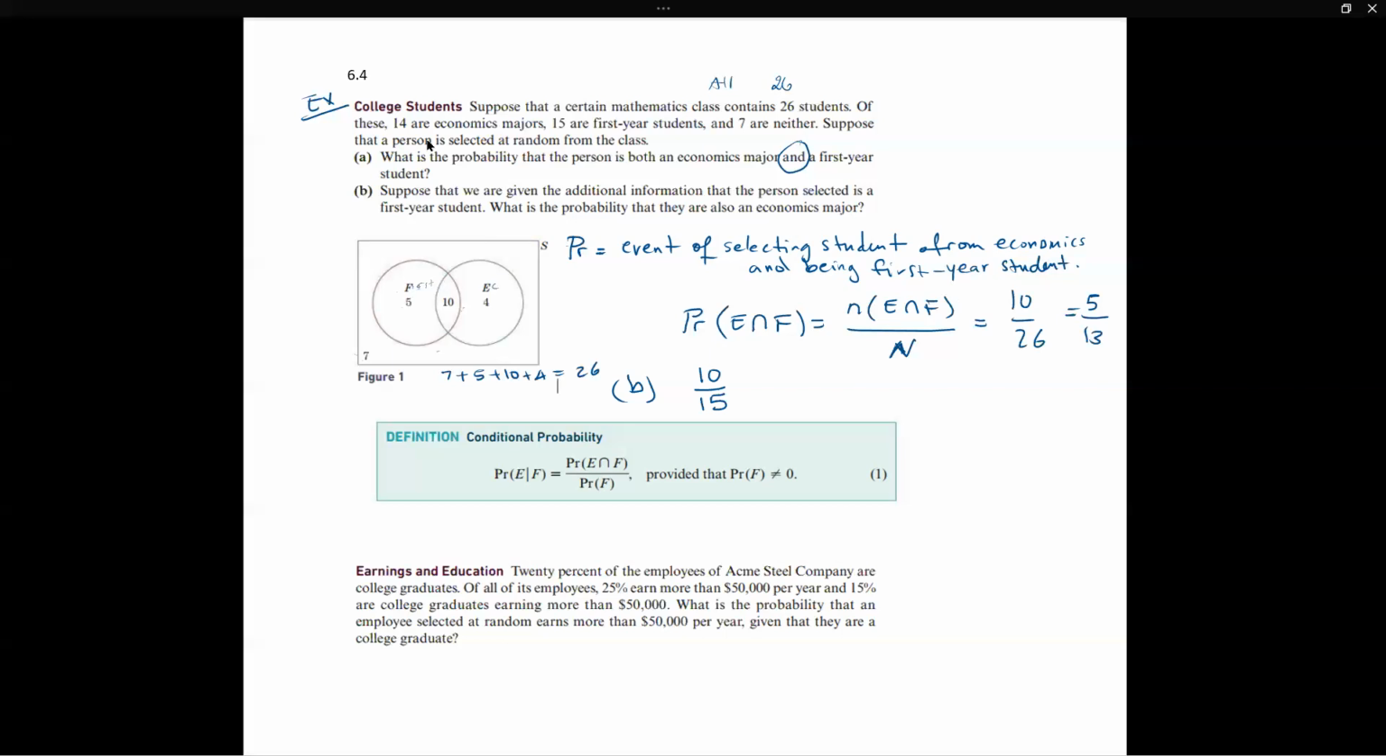the question, if you go back to the question, suppose that we are given that the person selected is a first year student. So we're talking out of the 15 now. It's almost like the new sample space is the 15. What is the probability that they are also an economics major? Well, in this 15, only 10 of them are economics majors. You see how the story changed with the given information?